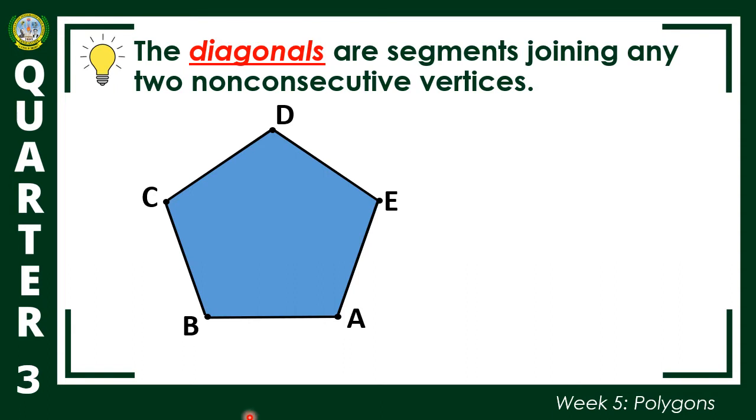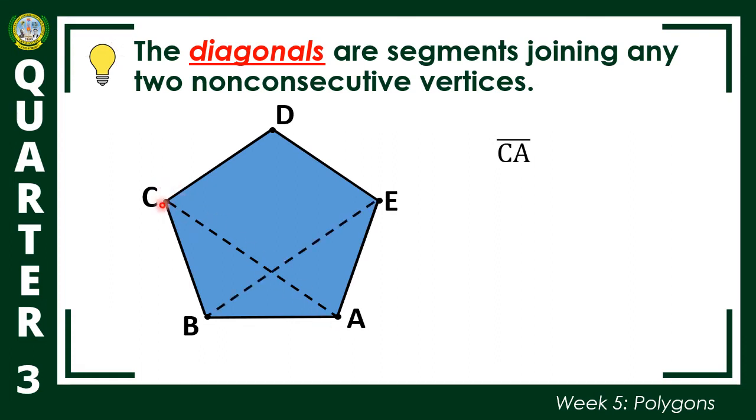The next part is what we call the diagonals. Kanina po yung sides, these are segments connecting consecutive vertices. Ito naman pong diagonals, these are segments joining any two non-consecutive vertices. So, dapat po hindi niya katabi yung vertex na kanyang i-connect. Okay? So, in this polygon, in our figure, we have the first diagonal, which is connecting point C and point A. So we can name this diagonal as line segment CA or AC.